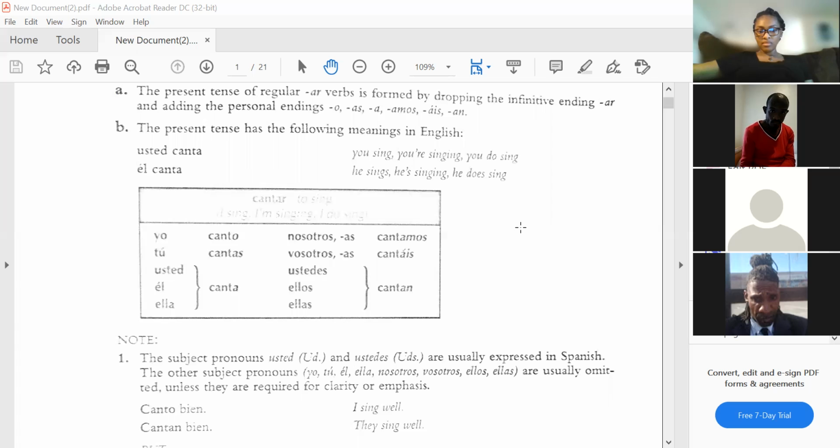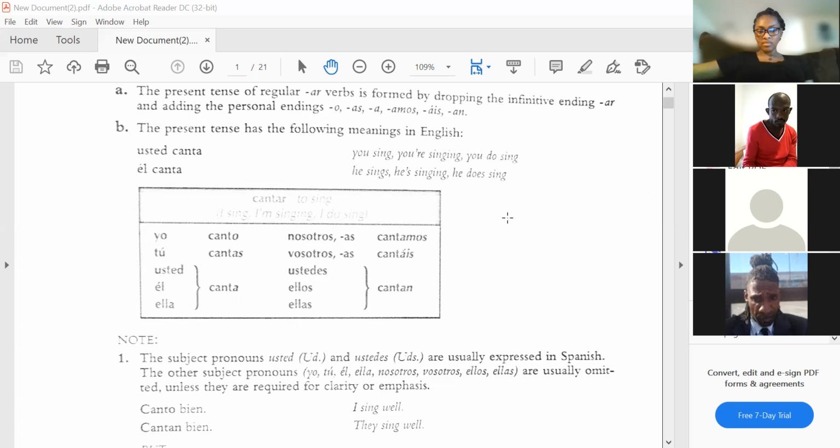If I put an A on that stem, habla, well, that goes for the third person. Él habla, which is he. Ella habla, she. Or usted habla. Él, ella, usted, they all take the same verb form. So él habla, he speaks. Ella habla, she speaks. And usted habla, you speak.